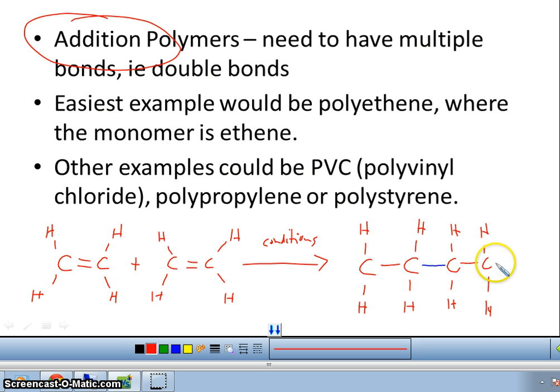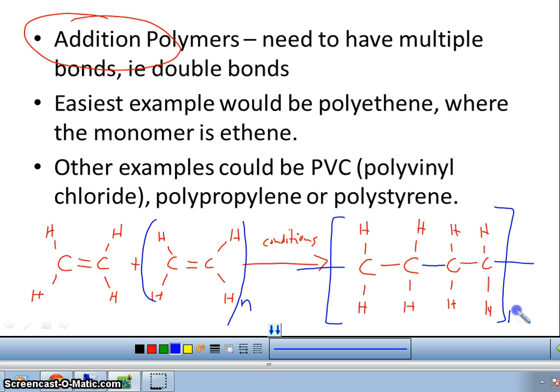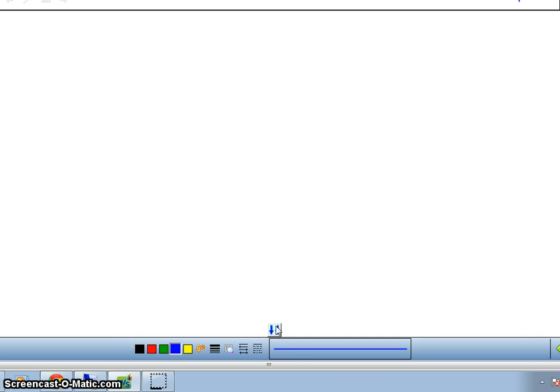And of course, these two on the ends would also have other bonds to other versions of this. So we draw a little bracket around like this, okay? So what we can say here is we can have this n number of these monomers, and this would make this n, okay? So I make polyethene. This is the repeating unit, this is the repeating unit, okay, and it keeps on going.